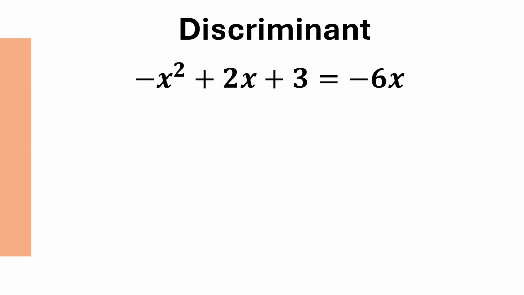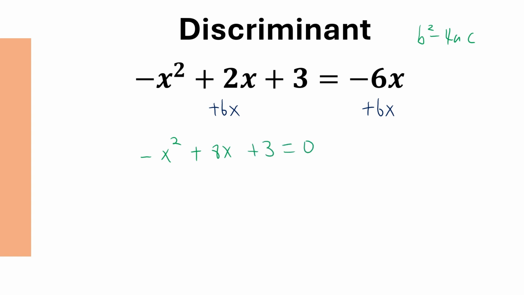In this problem, we are going to use the discriminant to determine the type of solutions this quadratic equation has instead of fully solving it. Before you can use the formula b squared minus 4ac, we have to make sure our equation is set equal to 0. To do that, we need to add 6x to both sides. So now my equation will be negative x squared plus 8x plus 3 equals 0.